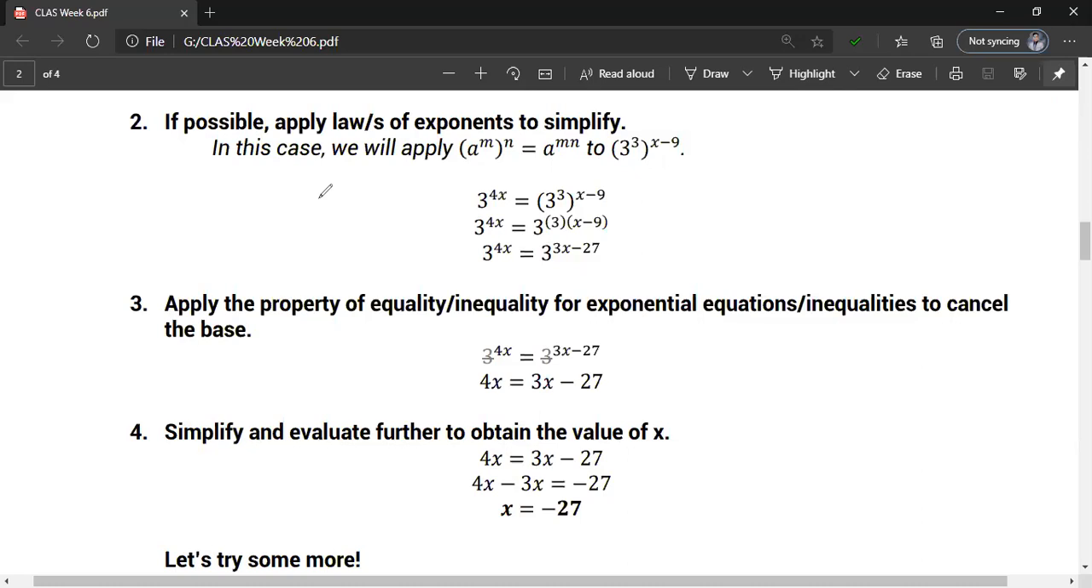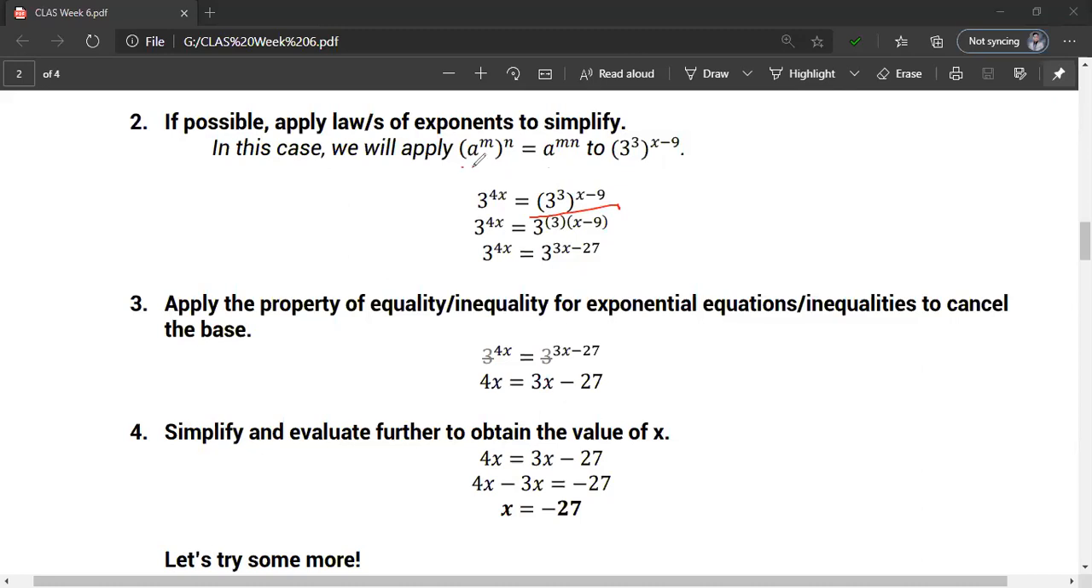So number 2, if possible, apply law or laws of exponents to simplify. So kung pwede tayo mag-apply ng laws of exponent, gawin natin. So in this case, meron ba tayo dapat applyan? Yes, meron po tayong dapat applyan. Itong 3 raised to 3 raised to x minus 9.